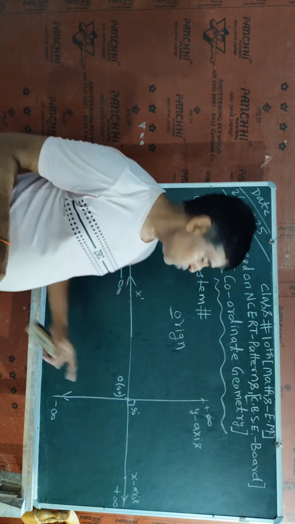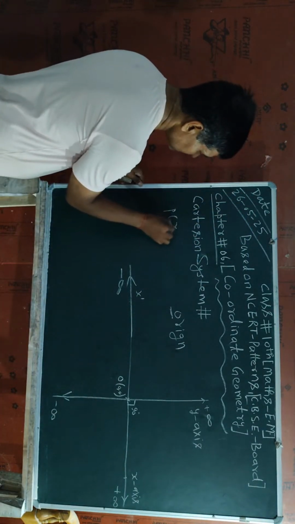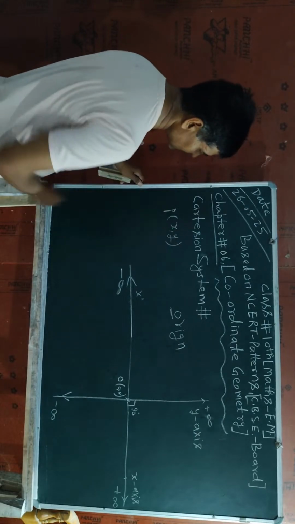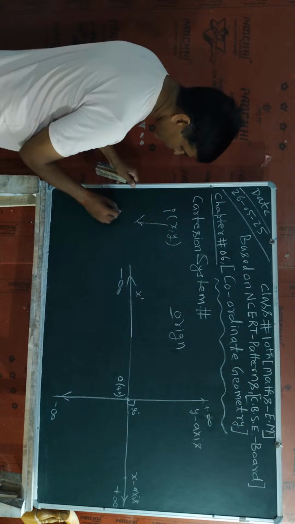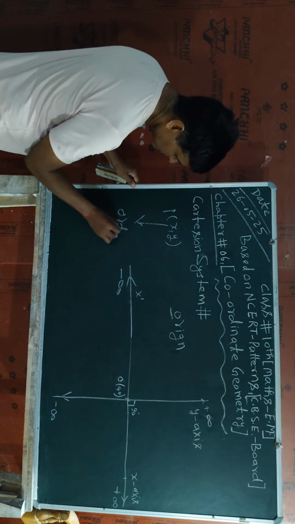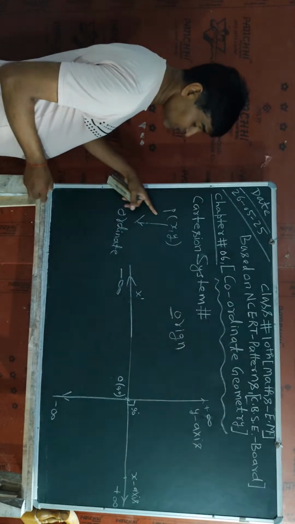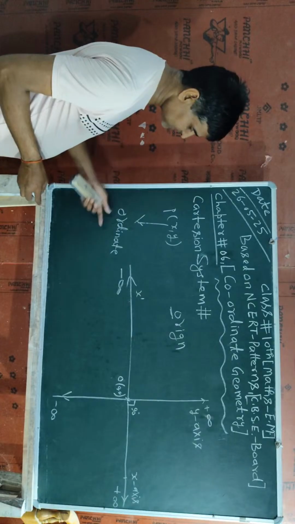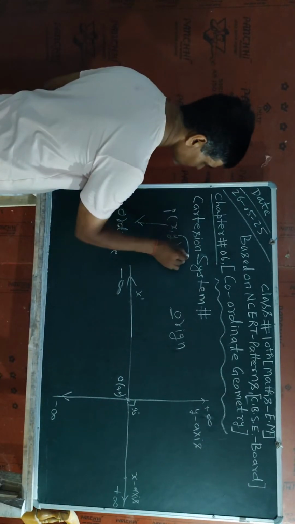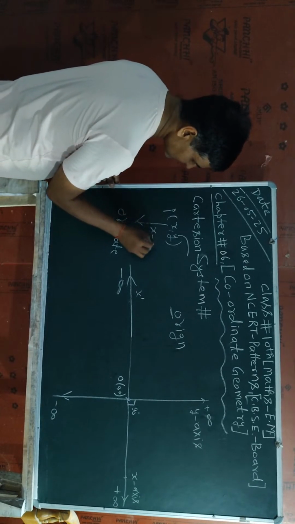Any point which is written in the form of (x, y), this x value I say is the abscissa. The x value means the x coordinate of this point. This is the x coordinate. Here I will say this is the x coordinate.